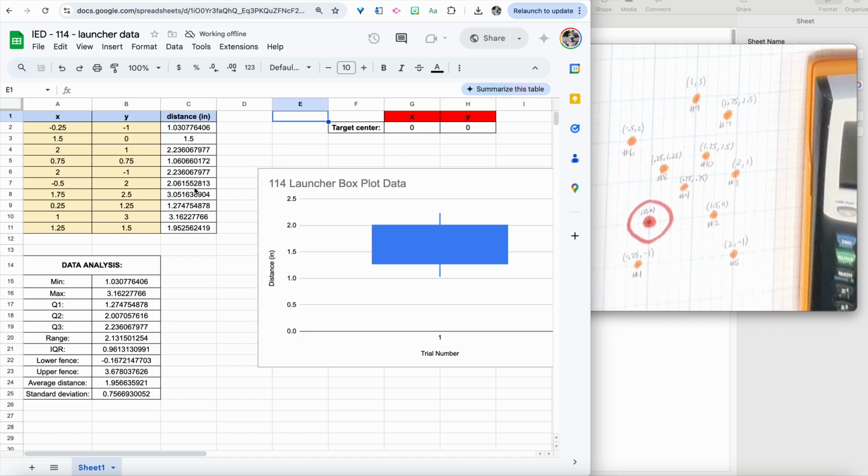And so with this distance, we can find the average distance. The average distance is going to give us an indication of how accurate our launcher is on average, because it's how far away that is from our target value, right?